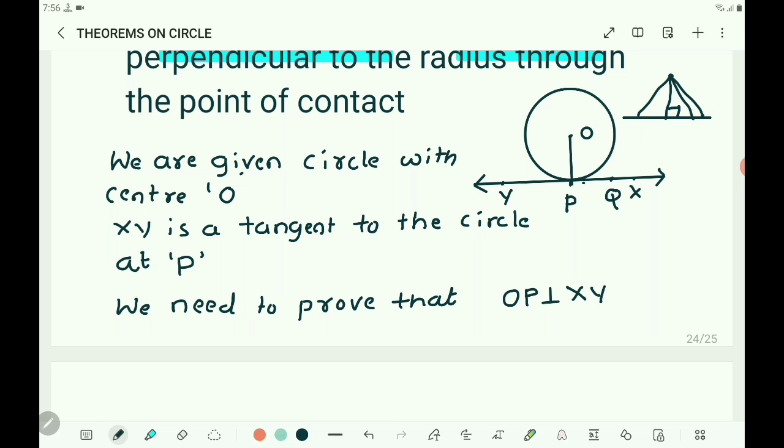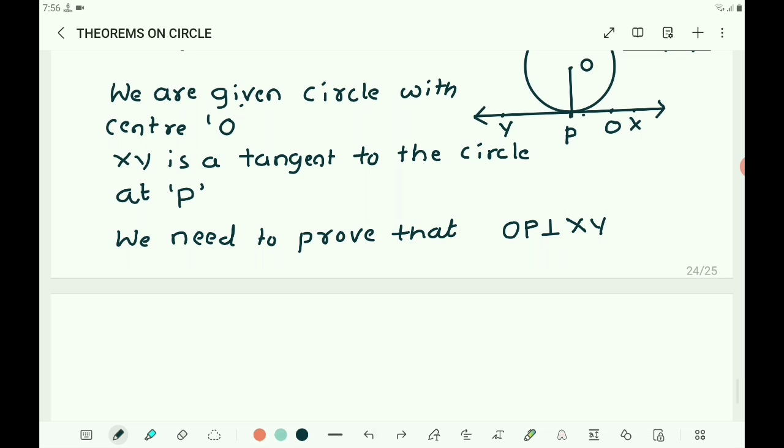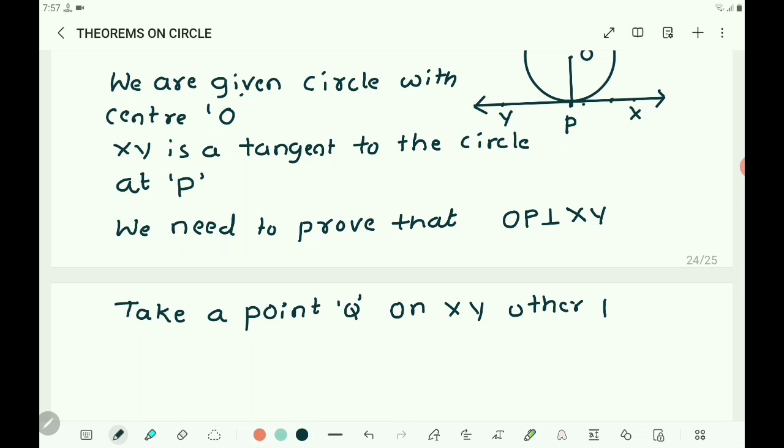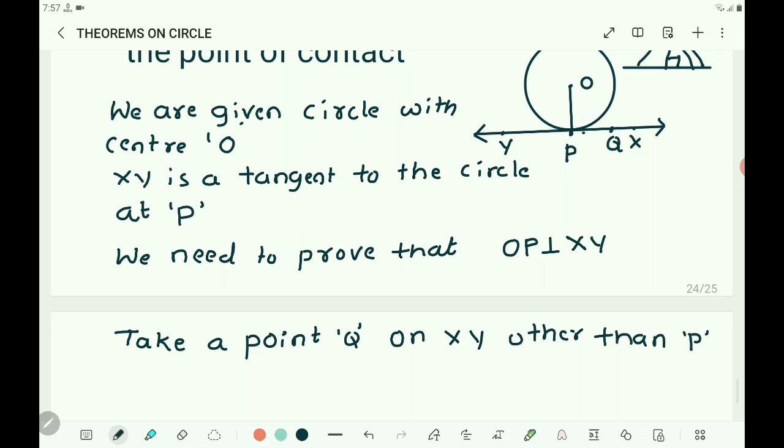So let us draw one more line by taking a point Q other than P. That is the extra construction needed here. Let us take a point Q on XY other than P, and join O and Q.